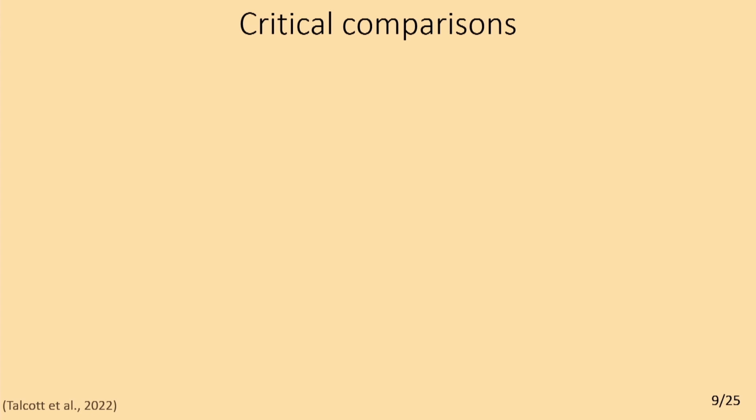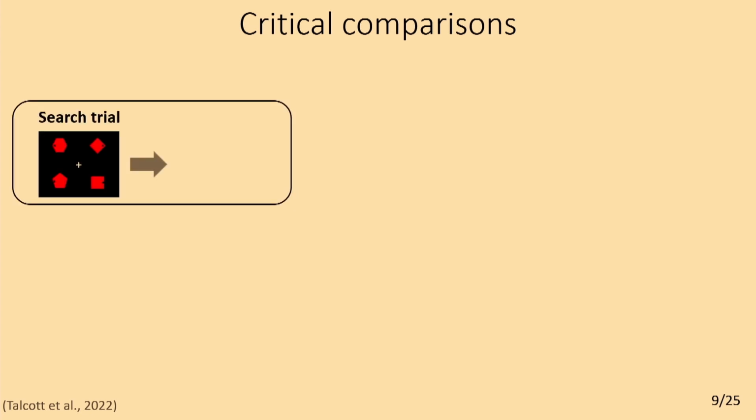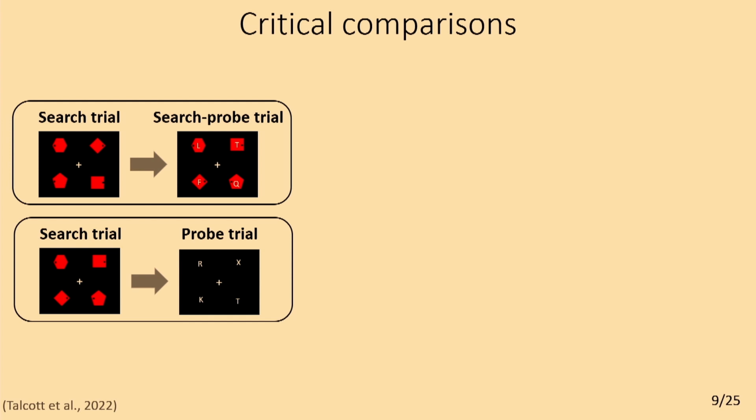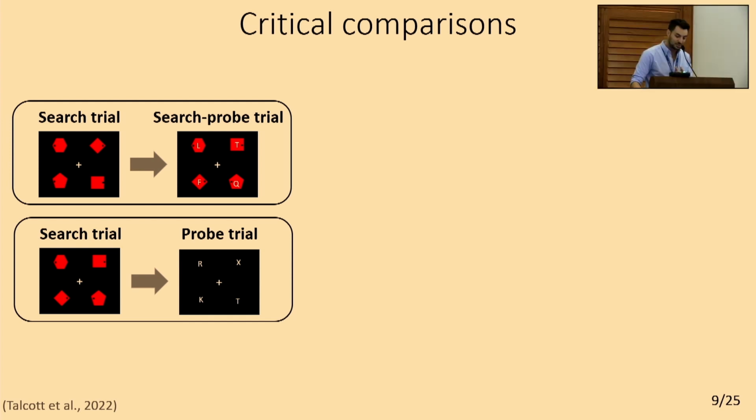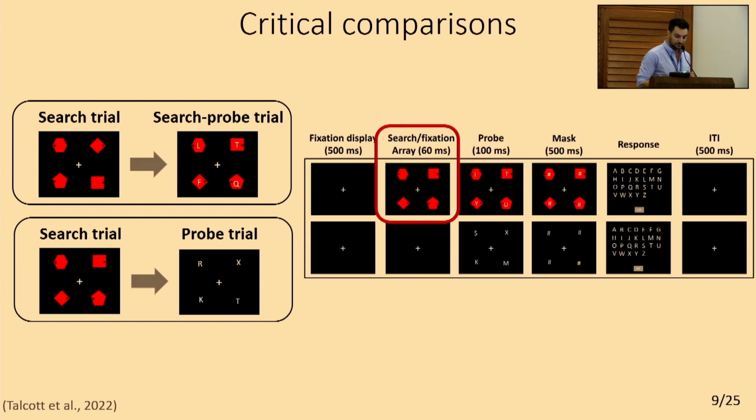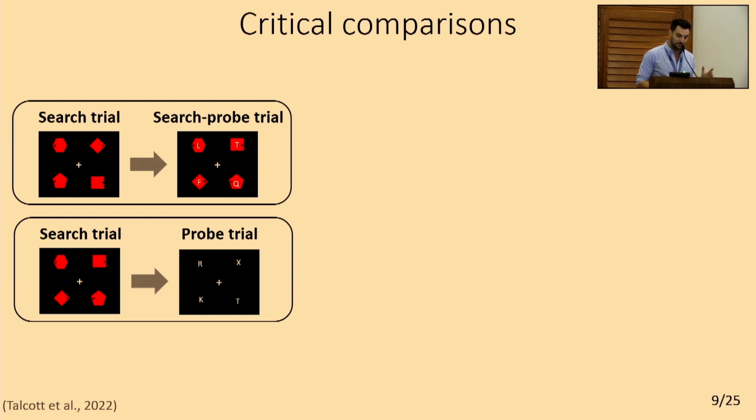So what's our prediction? We compare sequences where a search trial was followed by a search probe trial, relative to when a search trial was followed by a probe trial. In the two conditions, participants report letters, so we look at exactly the same measure. On search probe trials, participants don't know during the first 60 milliseconds that the task and context will soon change. But on probe trials, the change is immediately clear. So here we can test whether a clearly visible task change influences location priming.